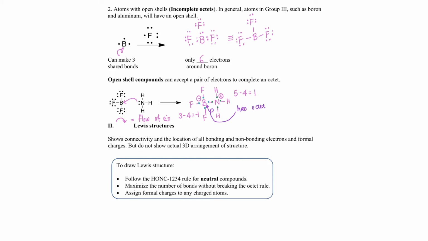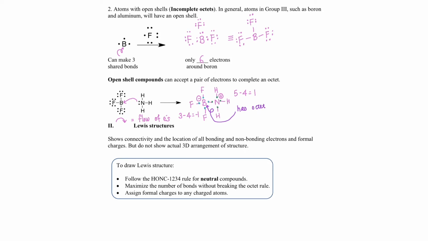Just always remember that boron, it's pretty finicky, right? So it's kind of happy with 6 electrons, but it can accept one more pair to actually have an octet. So it kind of flip-flops between these two states, and that's what usually drives reactions when you actually have boron and aluminum.